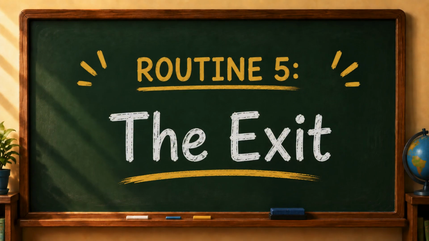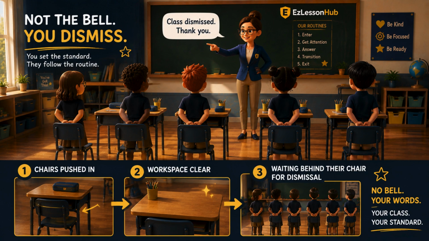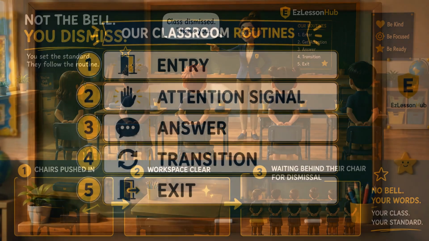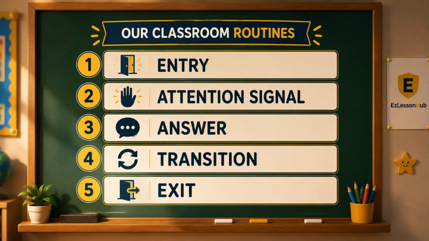Routine 5, the exit, how they leave. Trigger, not the bell. You dismiss the class, not the clock. Sequence, chairs pushed in, workspace clear. Waiting behind their chair for dismissal. 5 routines, named, sequenced, triggered. Reset until automatic. Nail these 5 in your first week, and you've built the operating system for the entire year.